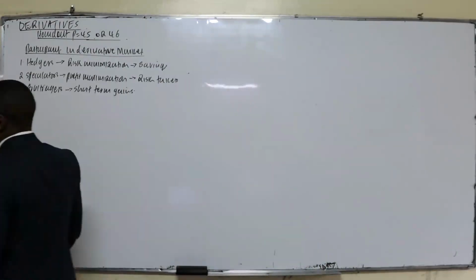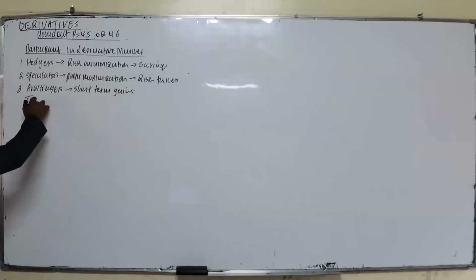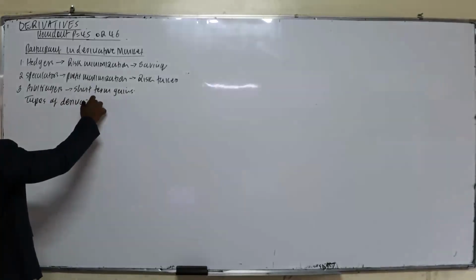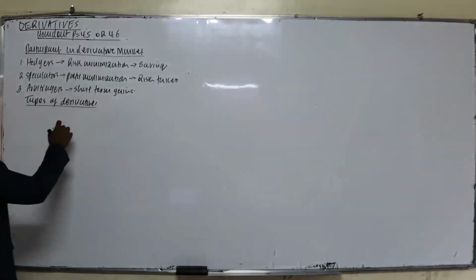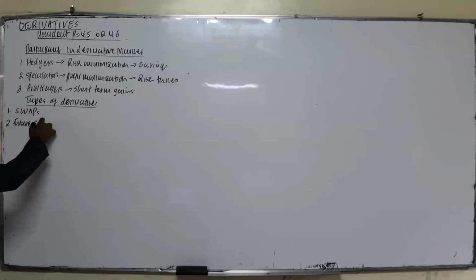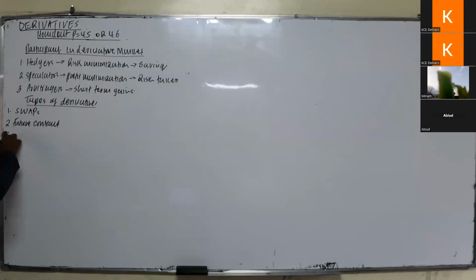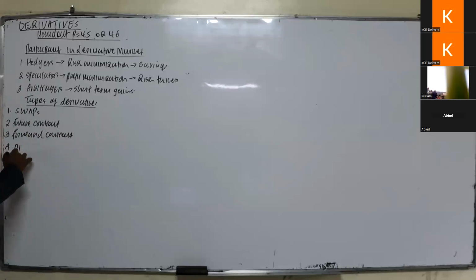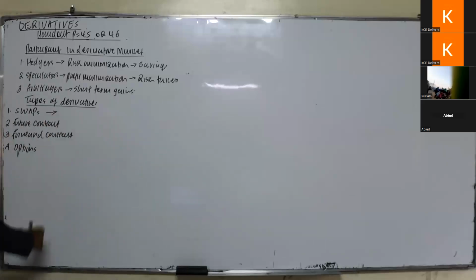Good. Now we look at the types of derivatives. And derivatives are classified into 4. Number 1, we have swaps. Number 2, we have what we call the future contracts. Number 3, we have the forward contract. And then number 4, we have the options. Those are the 4 types of derivatives. Now, starting with the first one, swap. What do you mean by to swap?